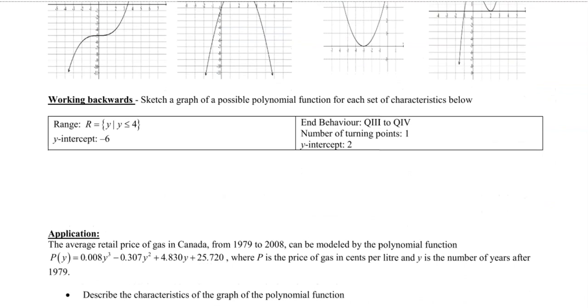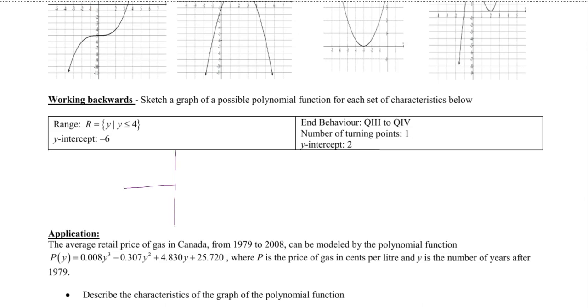Working backwards, sketch a graph of a possible polynomial function. So if the range is the set of all y such that y is less than or equal to 4, what kind of a polynomial is it? Linear, quadratic, or cubic? It's got to be a quadratic, right? So linears and cubics have ranges which are all real numbers. Y is less than or equal to 4 tells us that it opens which way? Up or down? Got to open down.